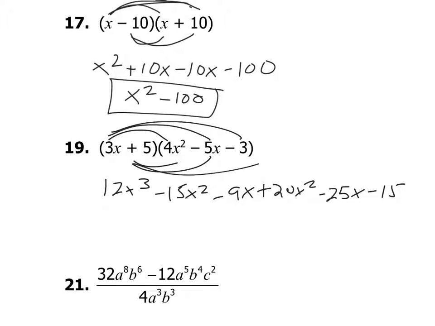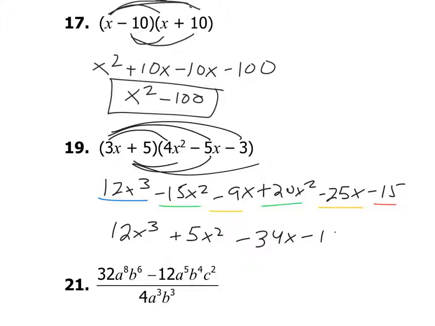If you combine like terms, you have 12x cubed here. You don't have any other 12x cubes. You have a negative 15x squared and a positive 20x squared. You have a negative 9x and a negative 25x, and just that negative 15 there. If you combine like terms, you get 12x cubed plus 5x squared minus 34x minus 15, and that is already in standard form.